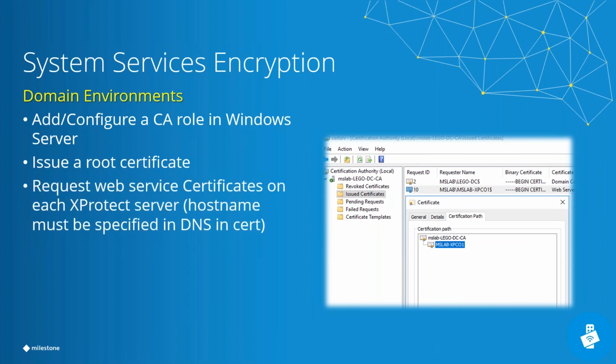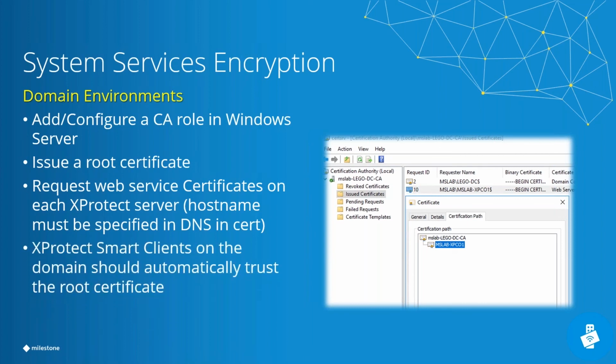And then on each individual server, you need to request a web services certificate that contains the host name for that service. Because everything's on a domain, all of your clients, so this is going to be your smart clients, but this is also going to be all your MIP SDK integrations, because we consider those to be clients as well, should automatically trust the root certificate because they are on the domain. So that's one advantage of being on a domain.